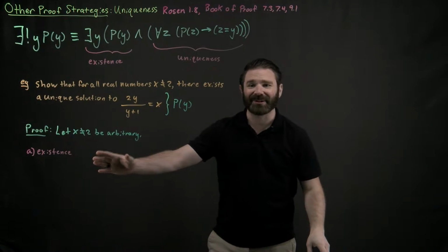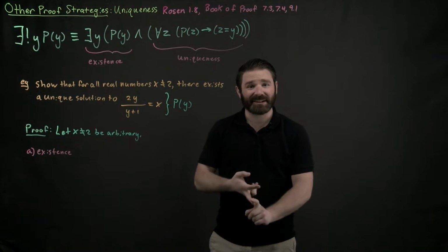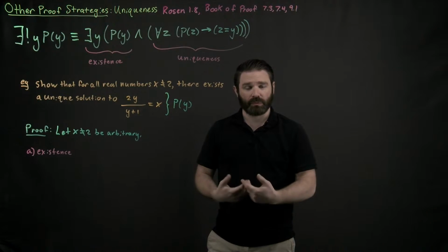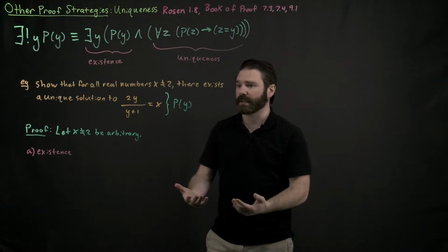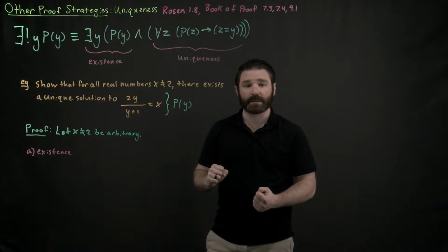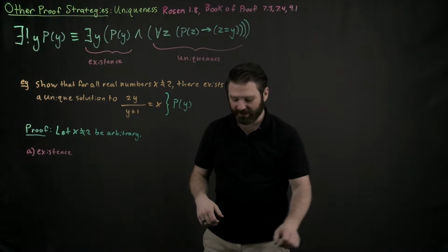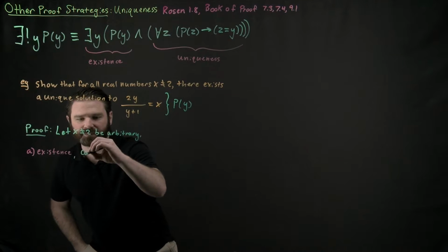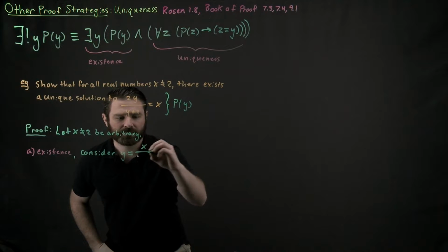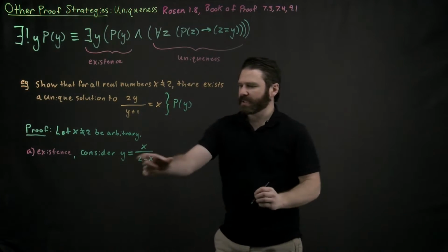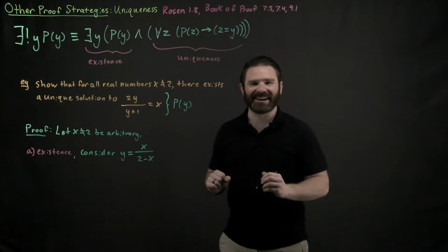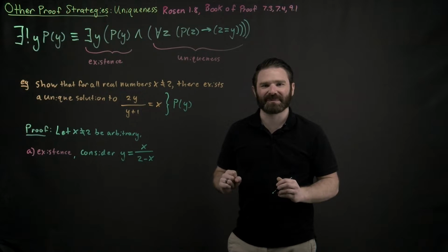Well, we've already talked about existence proofs, right? We have constructive and non-constructive existence proof techniques. And in this case, it actually turns out rather easily that we can give a constructive example of an existence of a y that satisfies this particular equation. So let's go ahead and consider the following. Let's consider y equals x over 2 minus x. And you can see why it's important here that x is not equal to 2, because otherwise we would have division by 0 right here.